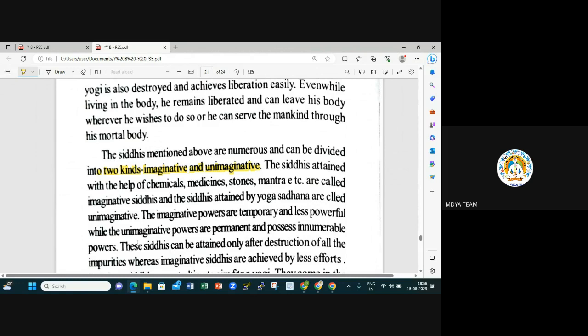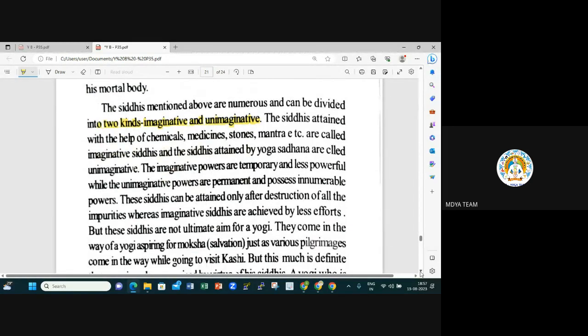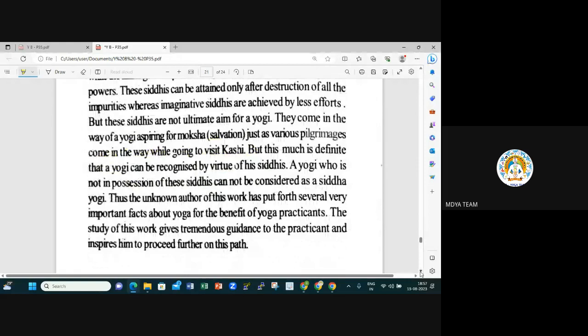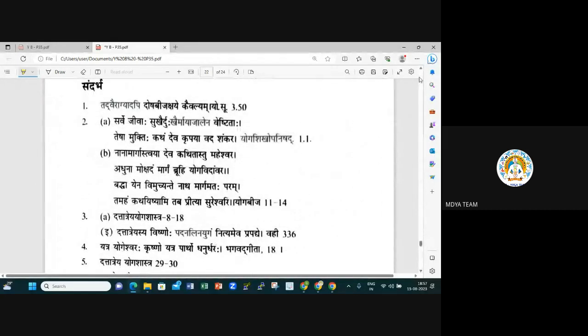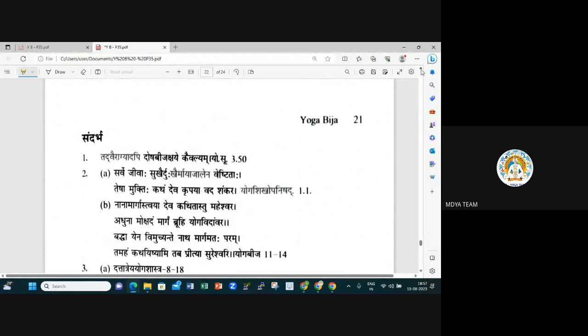What is imaginative? The siddhis attained with the help of chemicals, medicines, stones, mantras, etc. are called imaginative siddhis. The siddhis attained by yoga sadhana are called unimaginative. So these two need to be remembered, and which one is best, that is also described by Lord Shiva. And which siddhi will give you moksha or salvation is also mentioned. This much we have finished in the time.